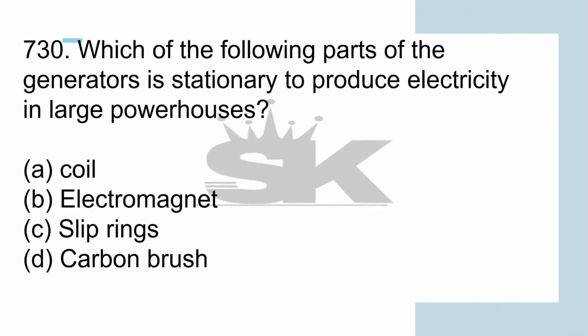Which of the following powers the generator is stationary to produce electricity in a large powerhouse? That is coil. Okay, to provide the large amount of steady power demanded by modern societies, large power plants have been built. Most power plants make electricity with a machine called a generator. Okay, generators have two important parts: the rotor, which rotates, and the stator, which remains stationary. Okay, keep that in mind.